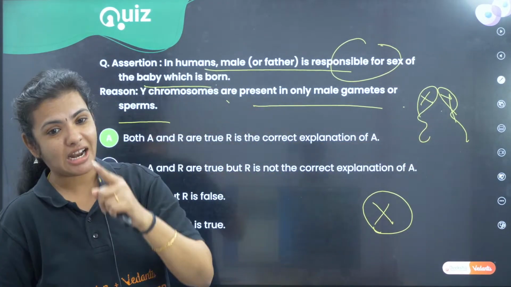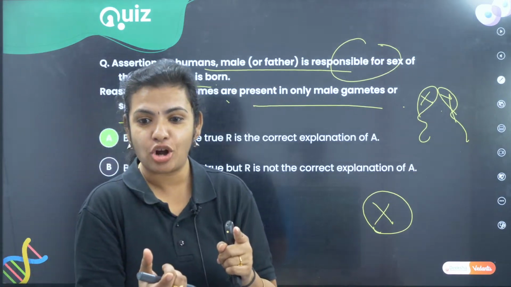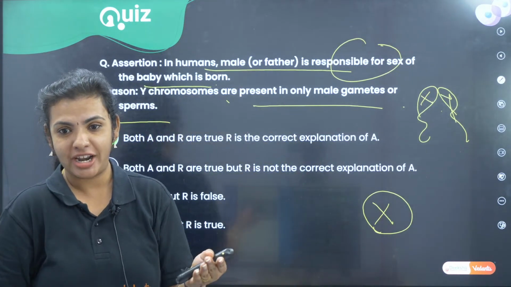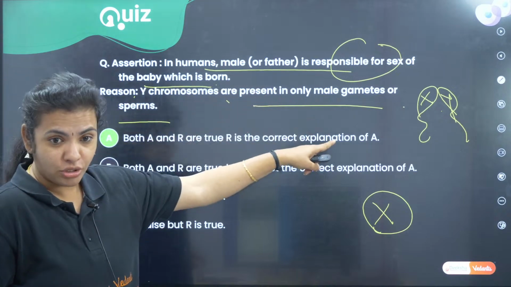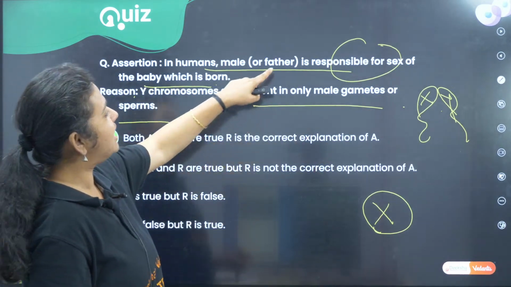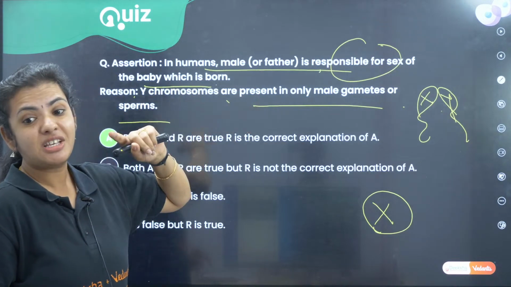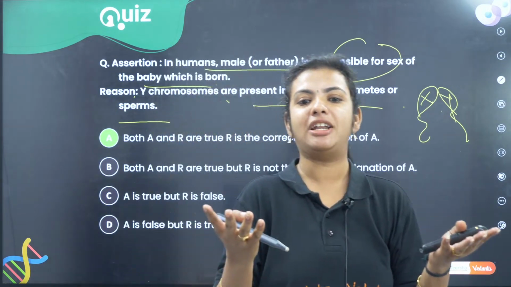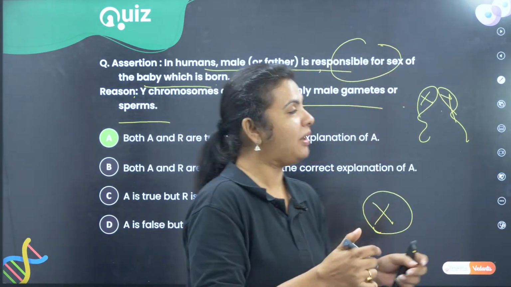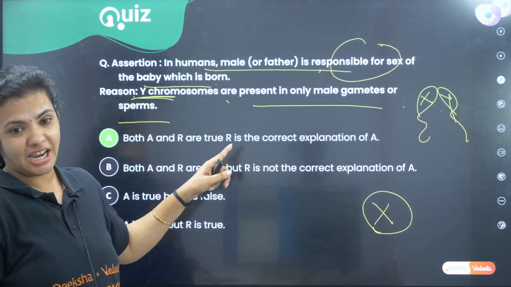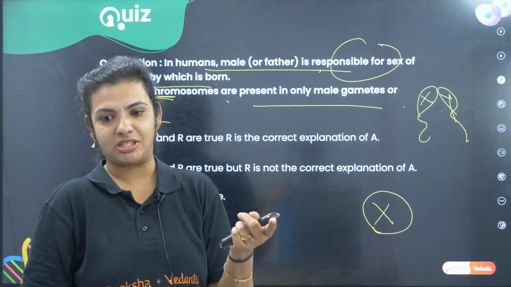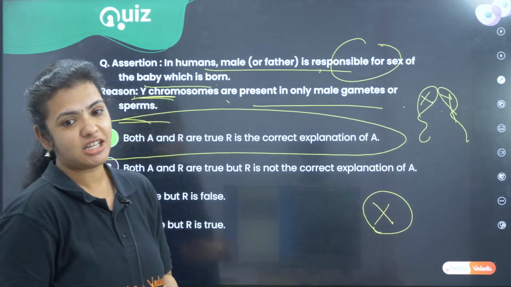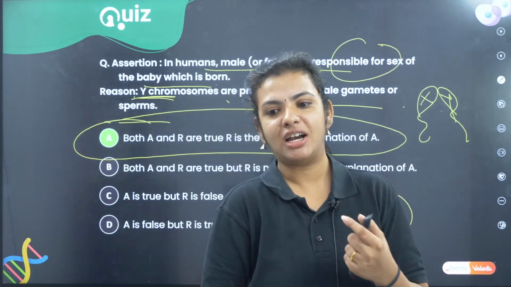Because he is having that Y chromosome, that different chromosome in the male, he is able to decide the sex of the child. So Y chromosome is present only in the male, which is why he is responsible for determining the sex of the child. If he also had only X and X, then nobody will be the deciding factor there. It is only because of the Y chromosome that is present, the male becomes the deciding person. So it is going to be both assertion and reason are true, and the reason is the correct explanation of the assertion.